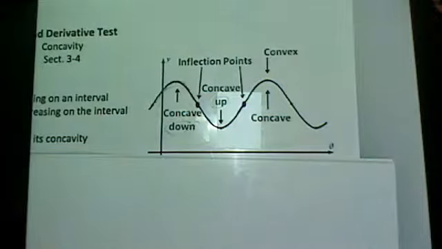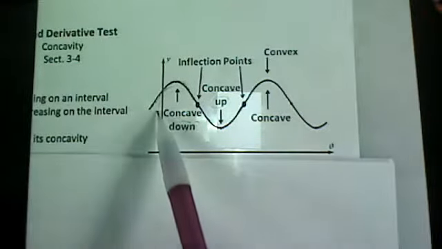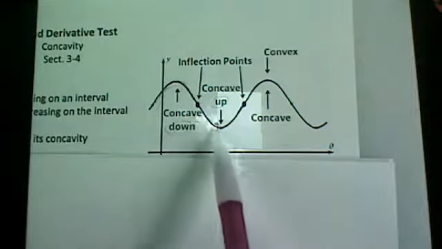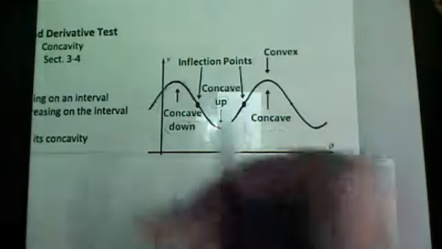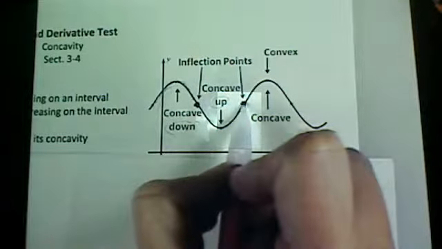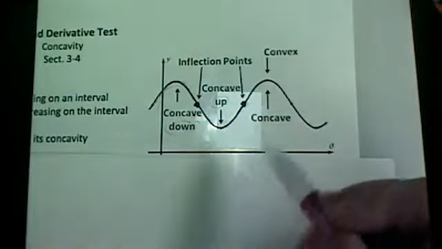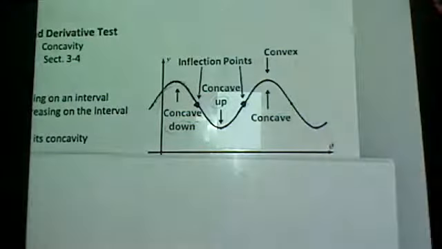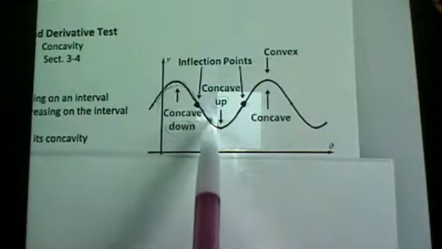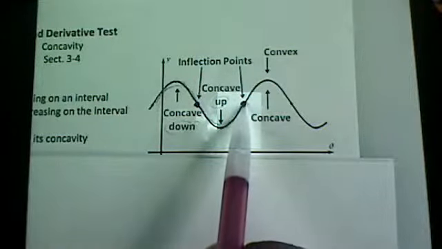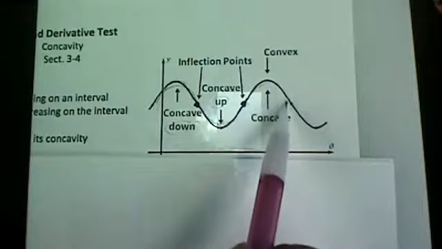So the second derivative test is what allows you to figure out if the original function is concave down or concave up. Inflection points are points on the actual original curve where the graph changes its concavity. So notice this is concave down, and then it becomes concave up. And then this is concave up, and then right here it becomes concave down.